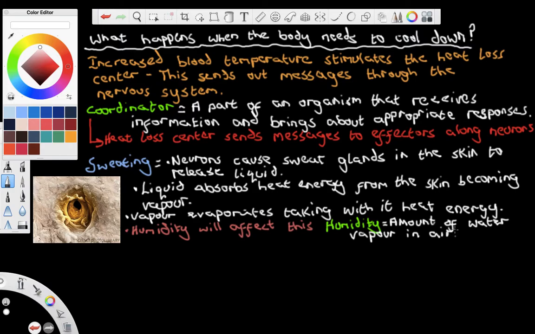The second one we need to talk about is vasodilation. Now, essentially, what we're talking about here is the word vaso, which is blood vessels. So that means blood vessels.